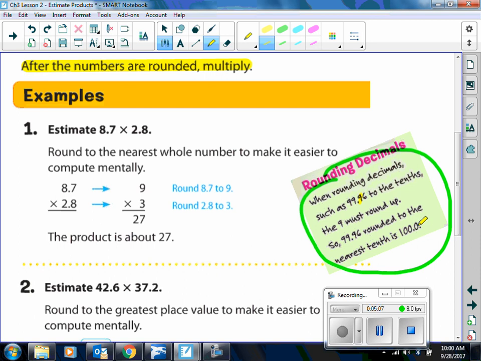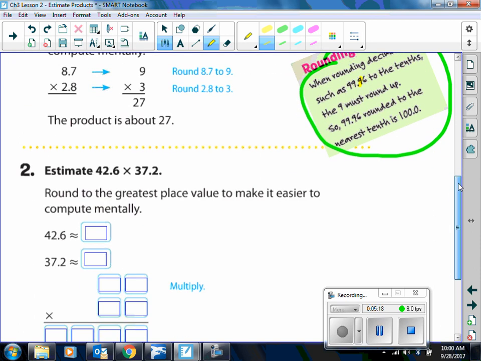You're going to put the 0 part of the 10, and then you're going to carry the 1 to the whole number. So that's going to be 100.0, 100. Is everybody clear? All right. So let's look at example 2.